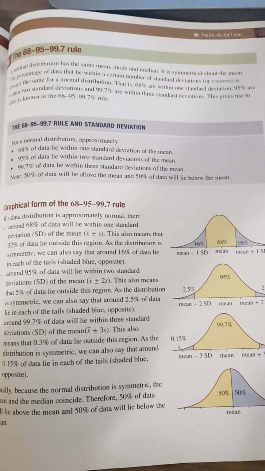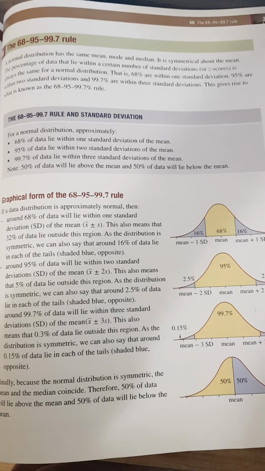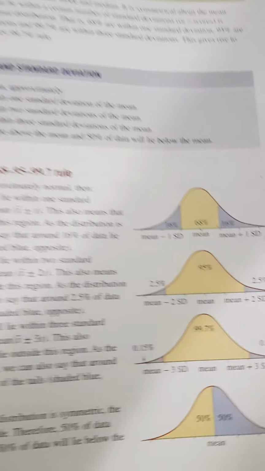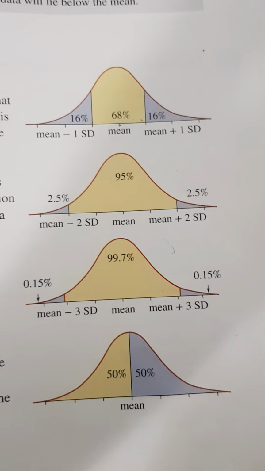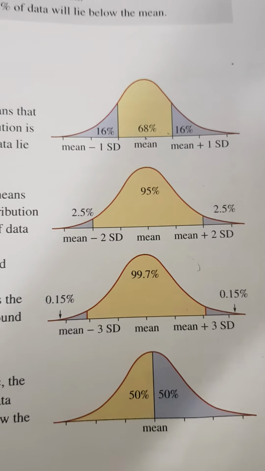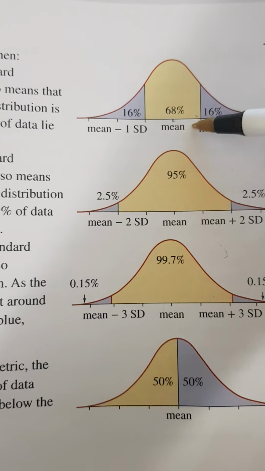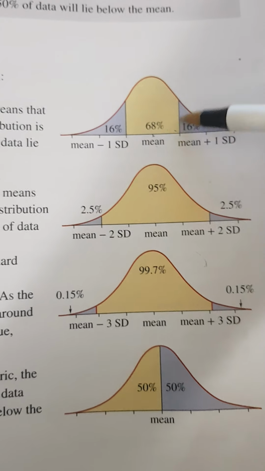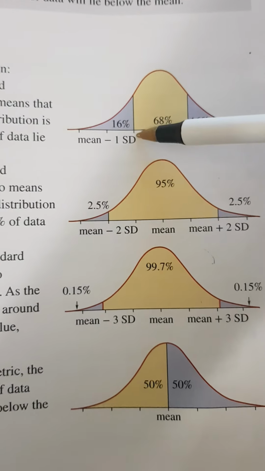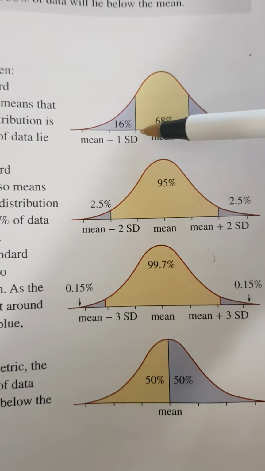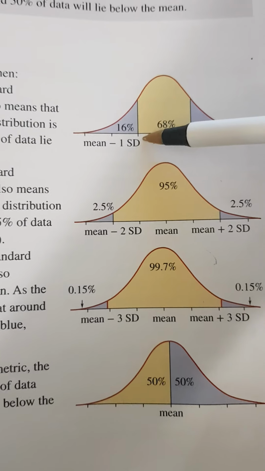All right, 9b, the 68-95-99.7 rule. When we talk about all these rules, they only apply to normal distribution. What it's saying is, statistically, your mean is in the center, and 68% of that sits between the first score and the score to the right of your mean. The first score being the one below the mean.